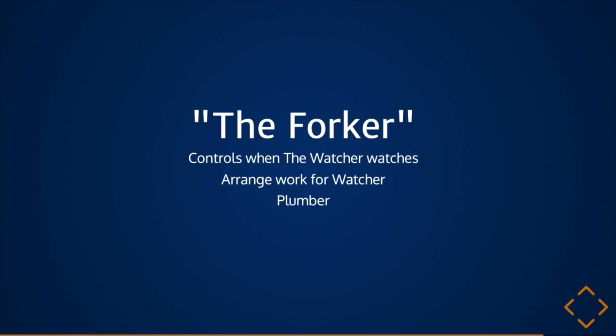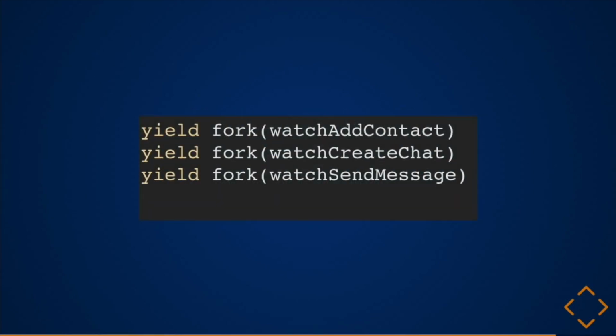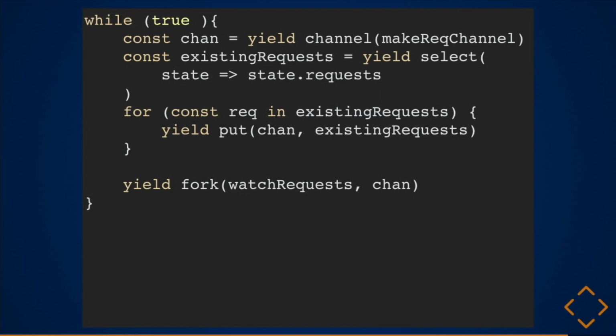The forker controls when the watcher watches. Simple as that. It's arranging work. It's arranging context. It's the plumber. So this is not the core of your business logic. This is not what it means to check out with a product. This is simply arranging when checking out with a product is available, for example. So when you start out writing Redux Saga, you'll just end up with a big long list of forks, right? So you're just going to fork all of your watchers. All of the effects are in effect at all times. But that isn't always true.